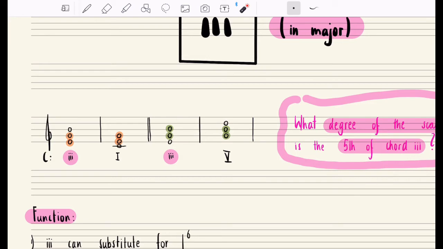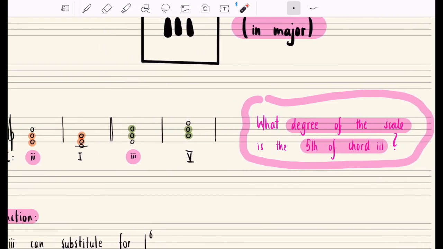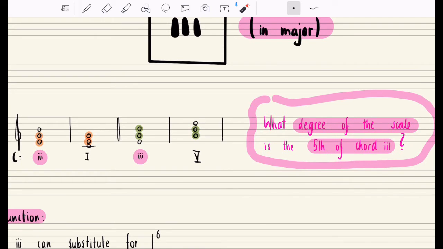And before we go on to the next part of the lesson, I would like to ask you a question. What degree of the scale is the fifth of chord 3?